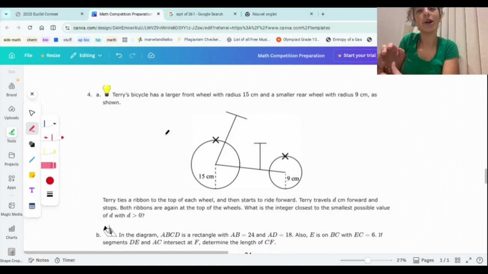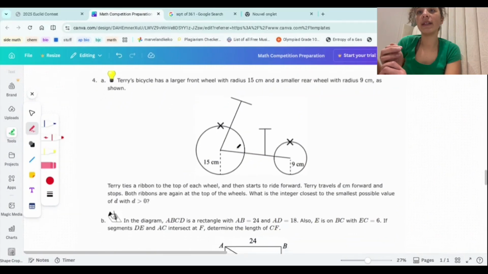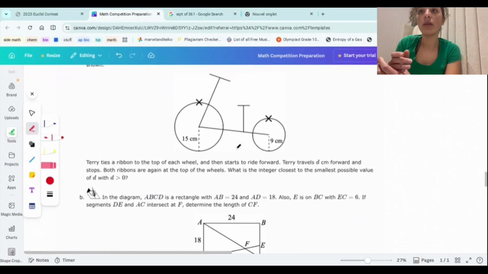Probably. 4. Terry's bicycle has a larger front wheel with radius 15 and a smaller rear wheel with radius 9. Terry ties a ribbon to the top of each wheel and then starts to ride forward. Terry travels d centimeters forward and stops. Both ribbons are again at the top of the wheel. What is the integer closest to the smallest possible value of d, with d bigger than 0?